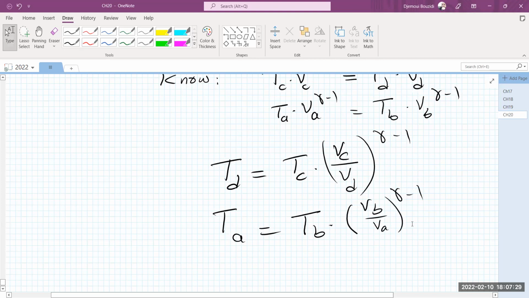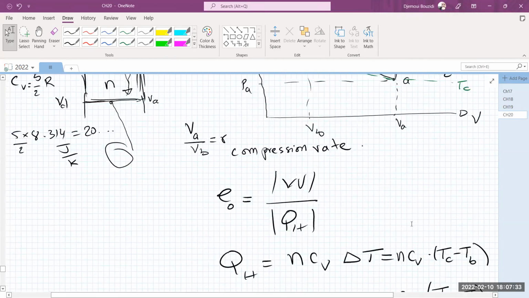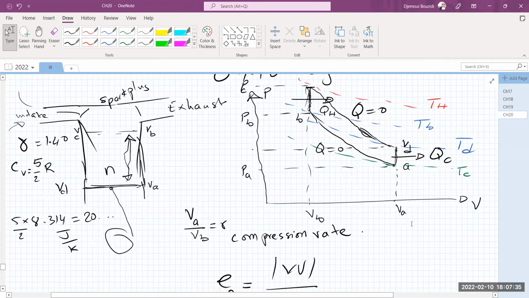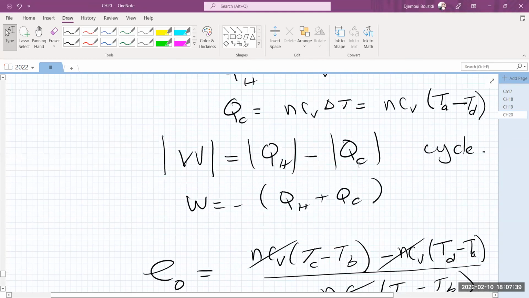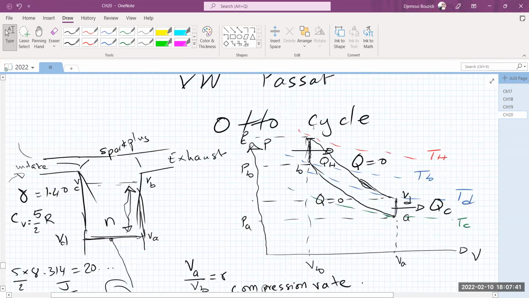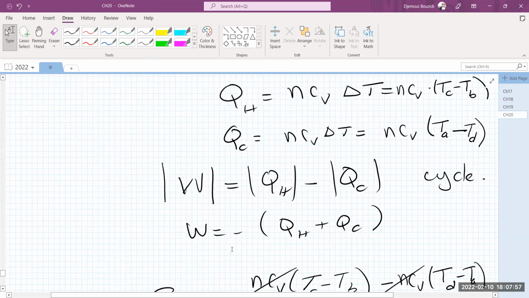However, the ratio of VC over VD, here is VC, and here is VD. VC is 1 over R VD. It's the same volume. And the same thing, VB over VA is 1 over R, according to this. So that's the compression rate, the inverse of the compression rate.